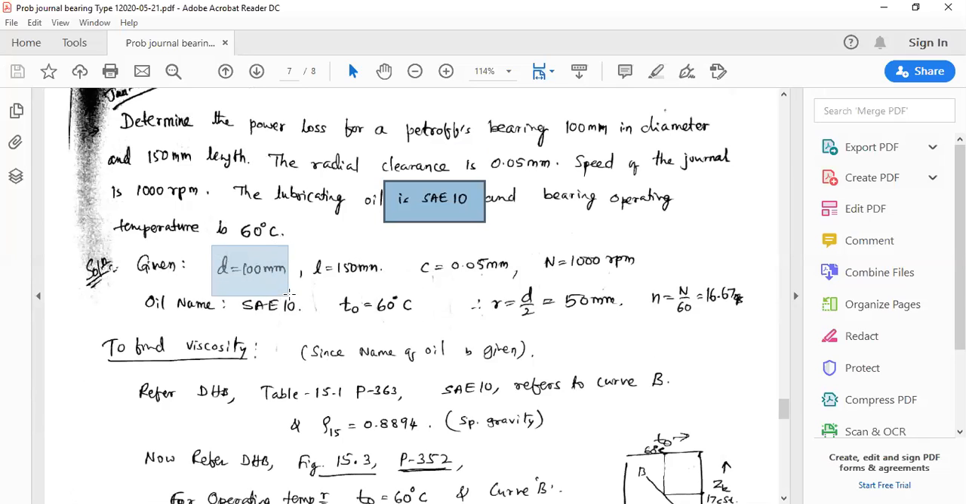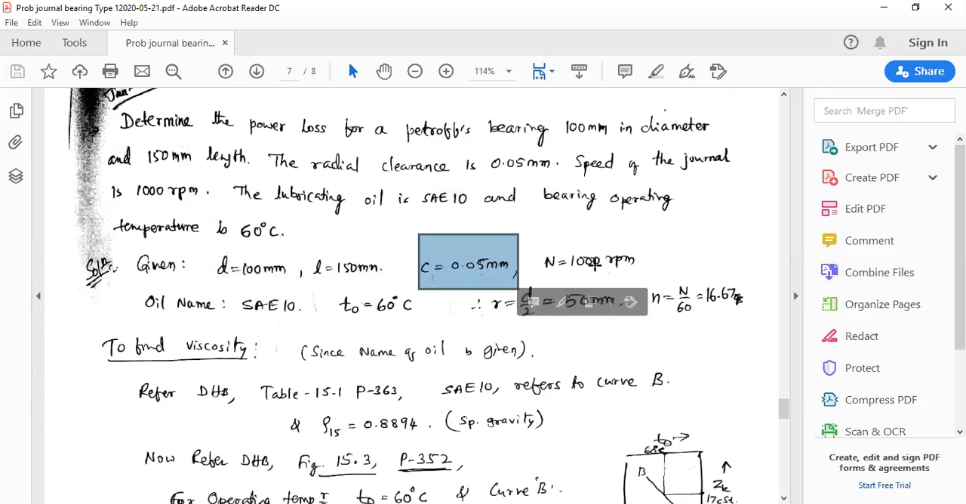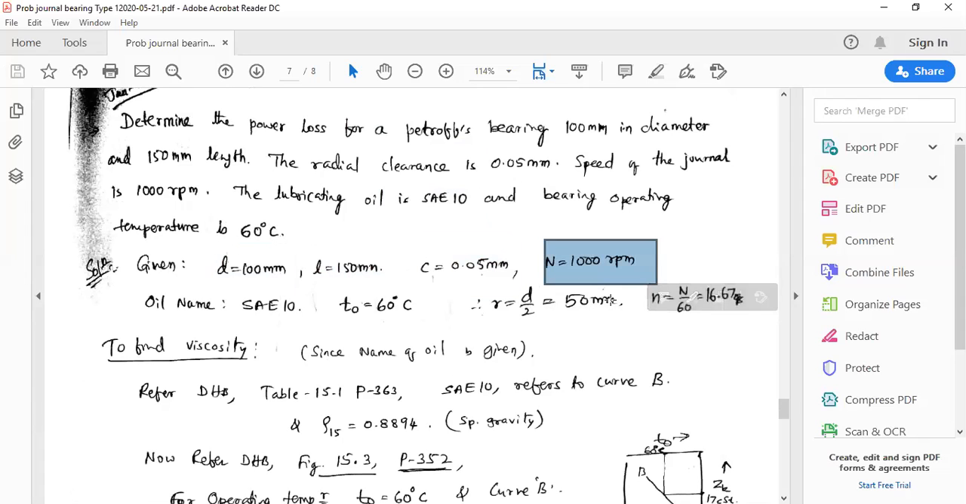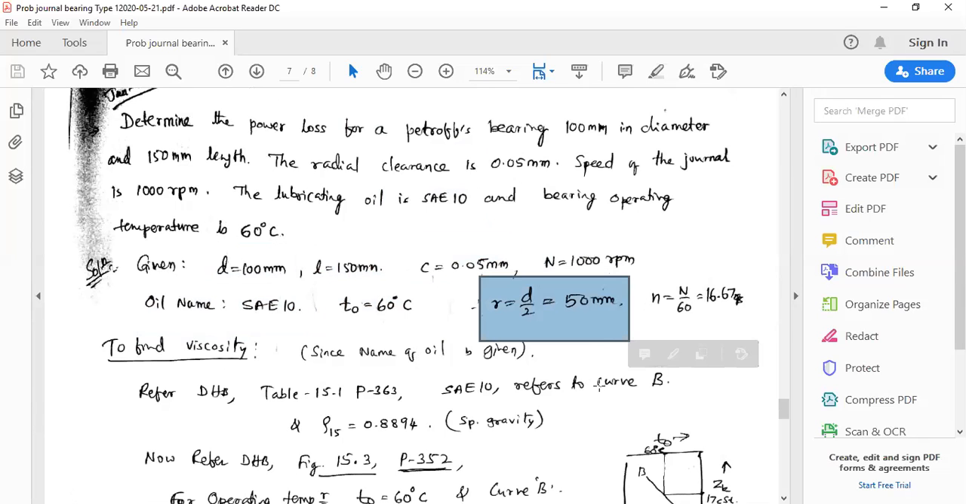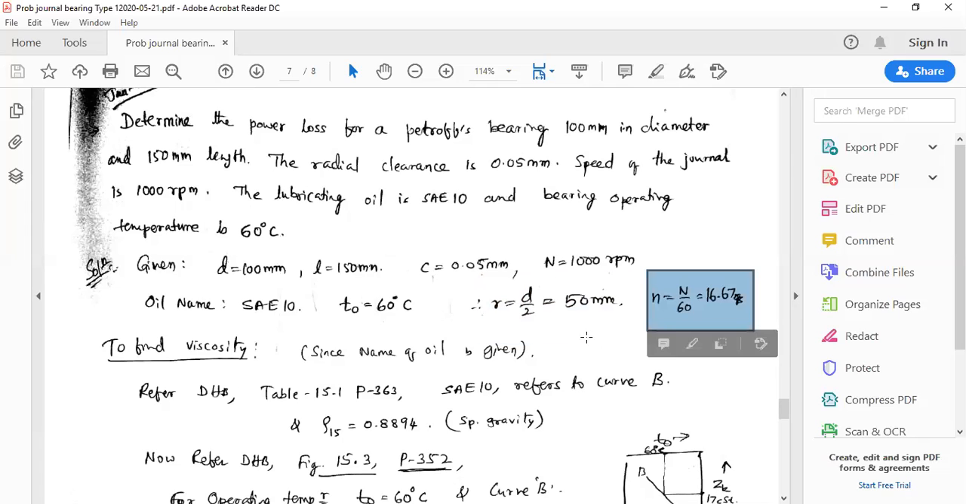So diameter of the journal D is equal to 100 mm, length of the bearing is 150 mm, C, the radial clearance, is 0.05 mm as given, and RPM is 1000 RPM. And we can note one more thing here, that oil name is SAE 10 and operating temperature is 60 degrees centigrade. Radius of the journal becomes 50 mm, 100 divided by 2, and speed of the journal in rps is rpm by 60, that is 16.67 rps.